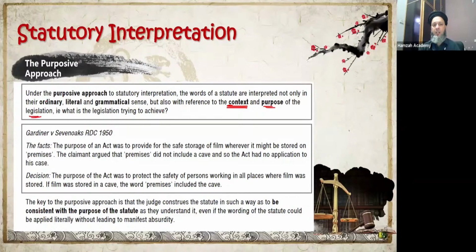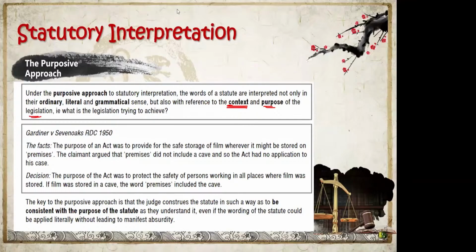You see, we discussed that when the law is made, there is a whole debate behind it. So for the purposive approach, the judge will go to those debates, to those discussions. What was the main aim of that law, which is usually the main purpose? Why was the law being made in the first place?